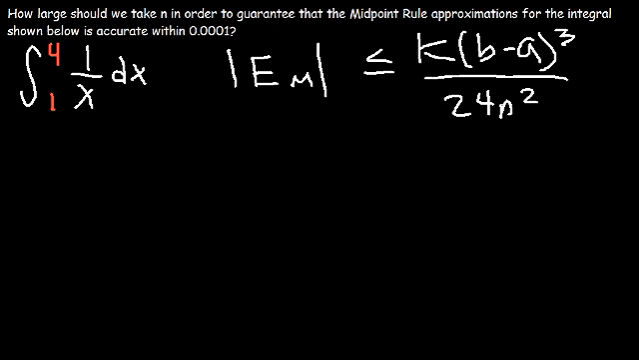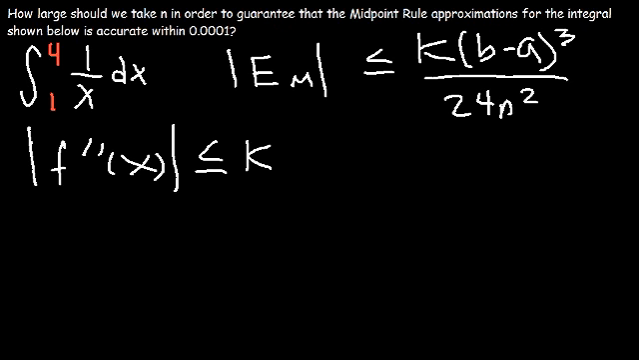So E represents the error. K is the maximum value of the second derivative. So here's the second derivative. The absolute value of the second derivative is less than or equal to k. So k is the maximum value of the absolute value of the second derivative. a and b are basically the numbers in the interval. a is 1, b is 4.